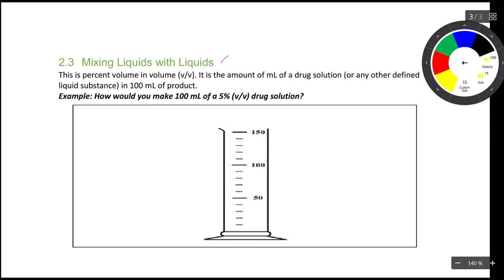Let's look at the last one, which is liquids and liquids. Again, liquids and liquids, when we're talking about percents, is always going to be a volume by volume. So some amount of a drug solution added to some other ingredient or some other liquid. And the units are always going to be mLs per 100 mLs. So 5% volume in volume means that you've got 5 mLs of the drug solution in 100 mLs of the total.